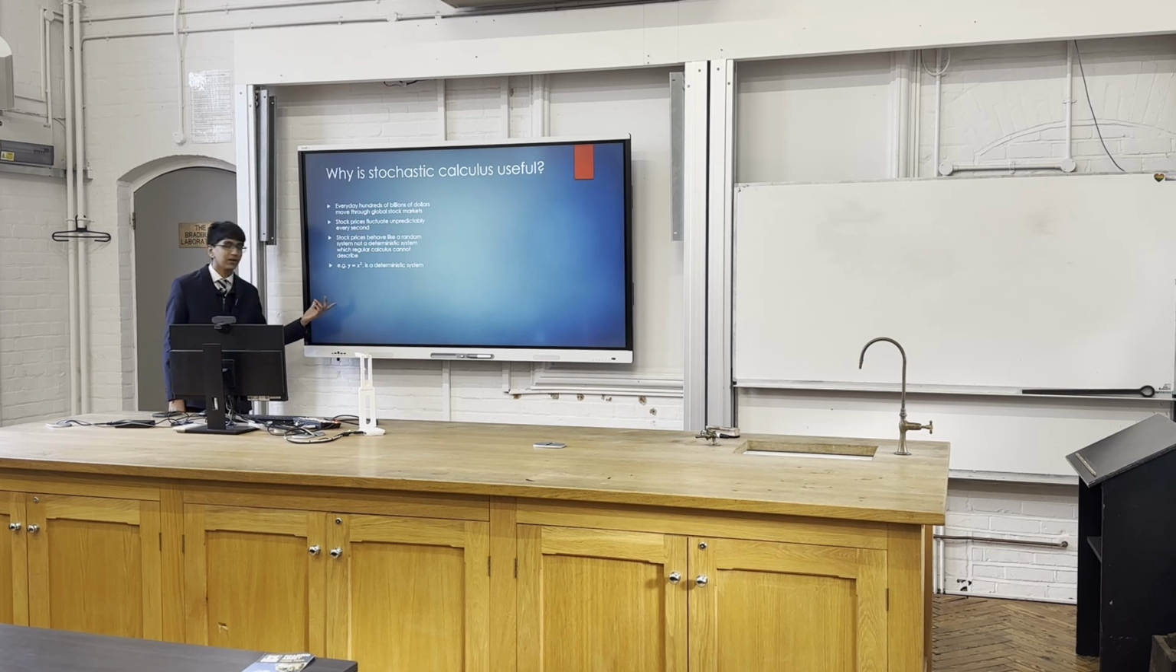So for example, if we have the curve y equals x squared, that's a deterministic system. If we know the value of x, we know the value of y. For example, if we had 2, we know the value of y is 4, and that's definitive. There's no randomness or anything.